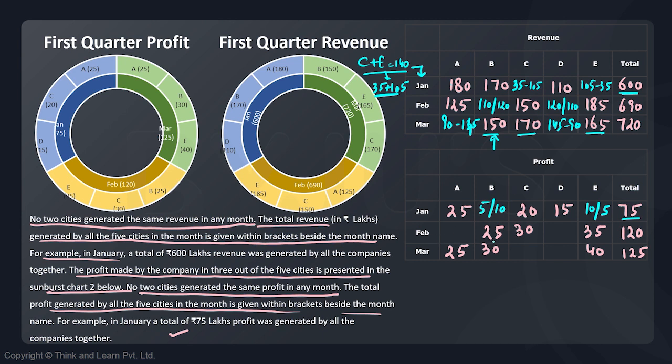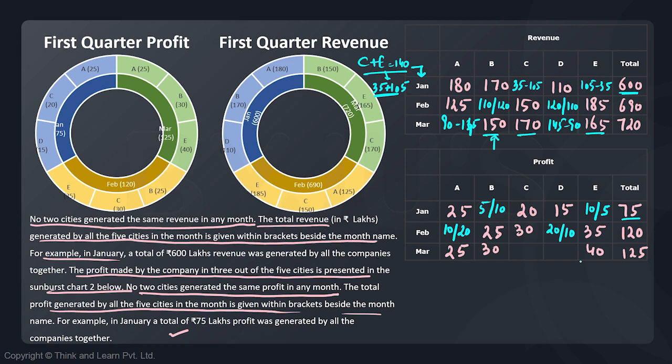For the February month, 25 plus 35, that is 60 plus 30, 90. So the sum of the other two numbers is 30, right? And maximum a number can be 20. So ultimately the only possibility is 20 and 10. They are 20 and 10.